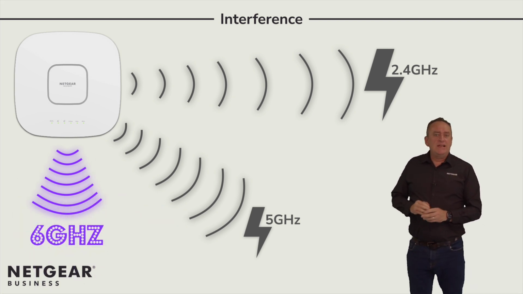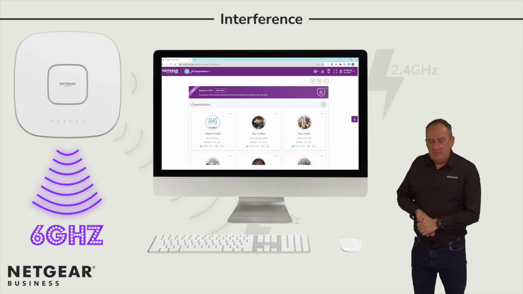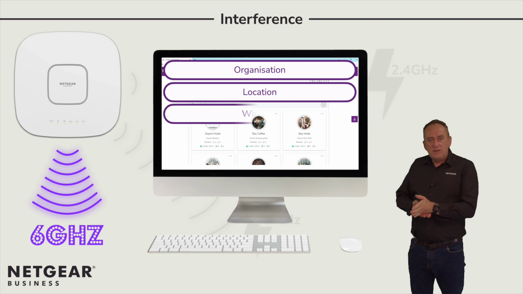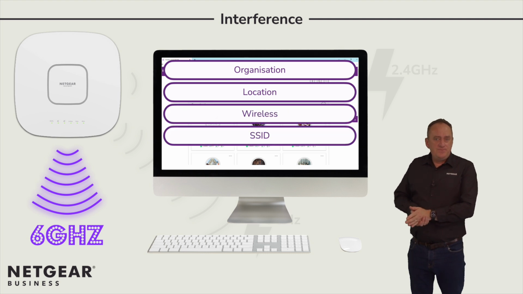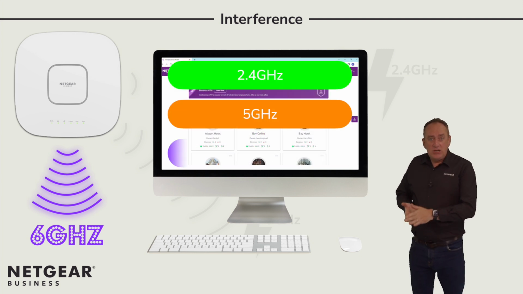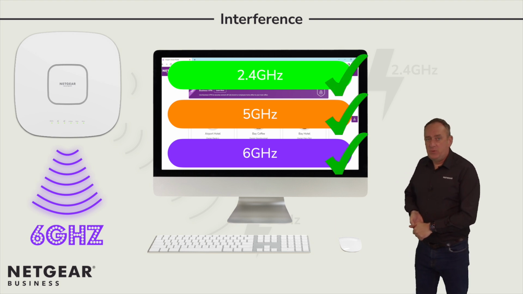We're able to select which bands we want to use in NETGEAR's Insight remote management software by navigating to Organisation, Location, Wireless and SSID. In the same screen, we can select devices to enable the radio and set the radio mode, channel width and output power of each wireless access point.